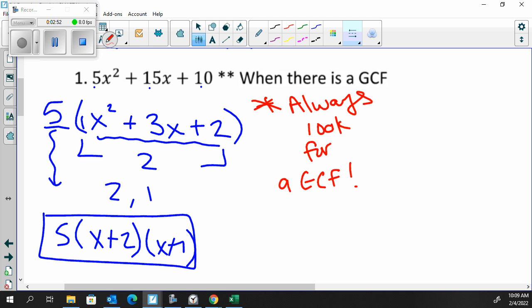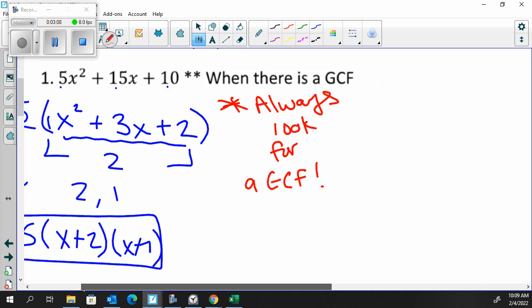You could do it without pulling out the GCF. Sometimes the numbers will be a lot bigger, and that gets annoying. If you did it without taking out the GCF, it'd be fine. You still get the same thing. But if you could take out a GCF, take it out because it'll make life easier.